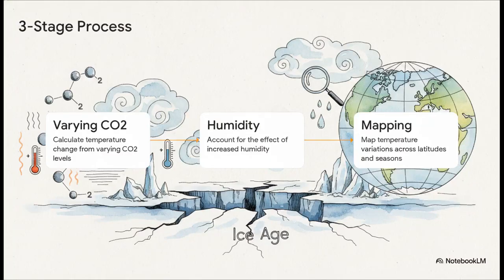Let's break down his brilliant methodology step by step, because it's the exact same logic we use today. First, he calculated the raw temperature change if you altered CO2 levels. Second, and this is absolutely crucial, he accounted for humidity. He knew a warmer atmosphere holds more water vapor, which is itself a greenhouse gas, amplifying the heat. Third, he mapped these variations across different latitudes and seasons. By logically layering these variables, he predicted that halving CO2 would drop temperatures by 4 to 5 degrees Celsius, basically triggering an ice age.